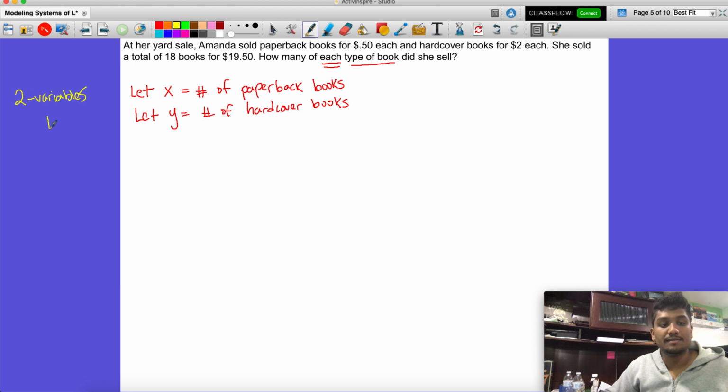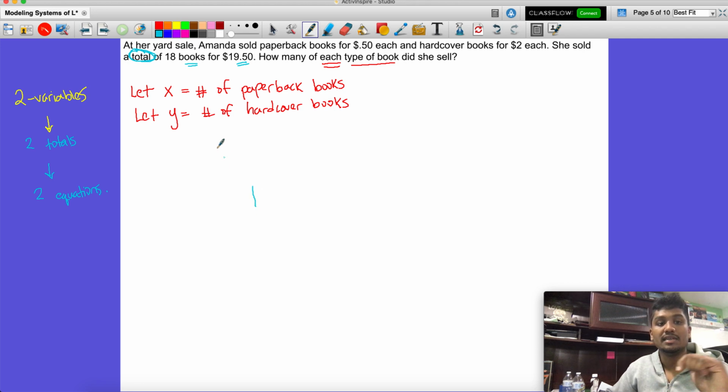In addition to that, they gave us two other pieces of information, and this is what's really going to be important: the total number of books, as well as the total cost for both of them. So they gave us two totals. To me that means two equations, and when you write your equations, they have to be about specific units.